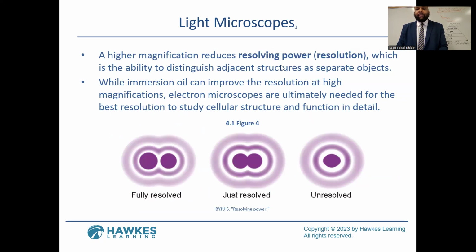So a higher magnification reduces the resolving power. So the more you magnify, when you zoom in to see something that's very far, you will be able to see it, but it's going to be blurry. So they are inverse. The more you magnify, the less resolution you're going to have, which is the ability to distinguish adjacent structures as separate.